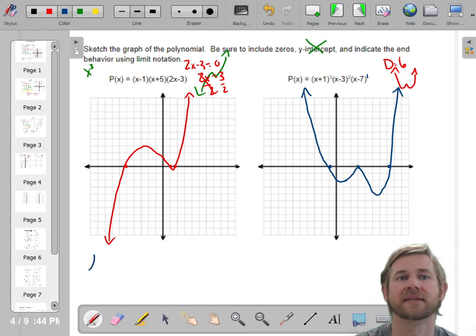So let me write this in limit notation. The limit of p of x equals as x goes to... smarter, not harder.